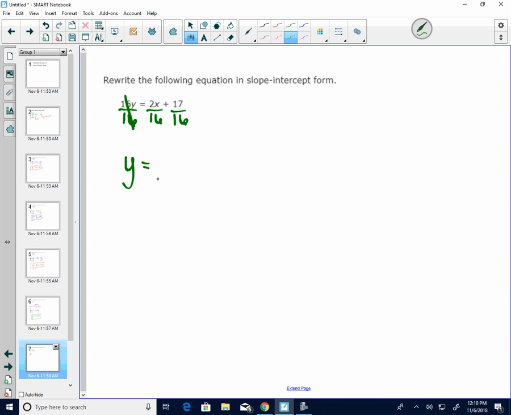turns into a decimal, and in slope-intercept form, we really like to leave them as fractions. So what we really need to do is simplify the fraction rather than divide it out and turn it into a decimal. So 2 over 16 reduces to 1 over 8, and we still have the x, plus 17 over 16, which is actually the most reduced form. So we're going to leave it as 17 over 16.